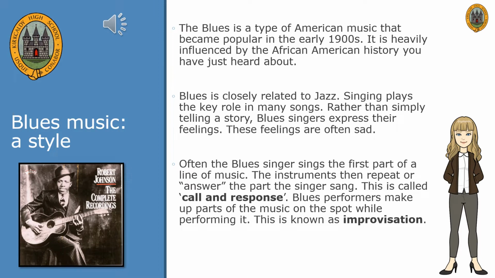Often, the blues singer sings the first part of a line of music. The instruments then repeat or answer the part the singer sang. This is called call and response. Blues performers make up parts of the music on the spot while performing it. This is known as improvisation.